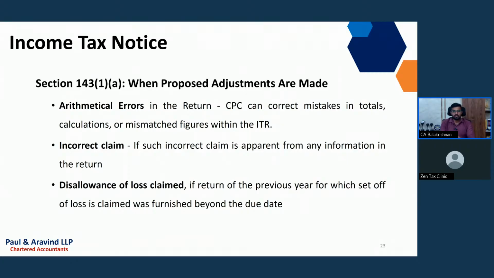So if we are filing the return of income after the due date and claiming a carry forward loss, then CPC will issue a proposed adjustment notice that this much of business loss cannot be allowed because you have filed the return beyond the due date. For the due date, condonation of delay can be filed, but many times condonation of delay for a return of income has been rejected by the AO due to not a valid reason. If there is a valid reason, we can file condonation of delay of return.